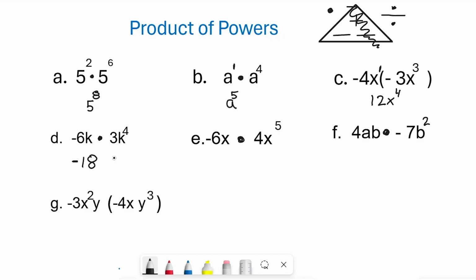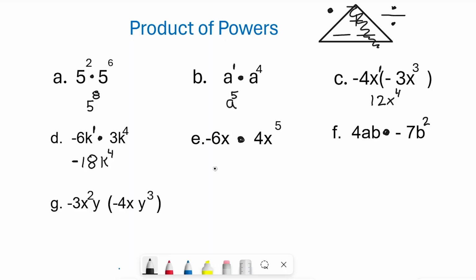And then the next step, we multiply k to the first. You don't see the exponent. The exponent is 1. And then times k to the fourth power. Nothing will happen to the base. The base is going to be k. Now, all you do is add the exponents. 4 plus 1, you get k to the fifth power. So this will be the answer, and this means that -18 is multiplying k to the fifth power.